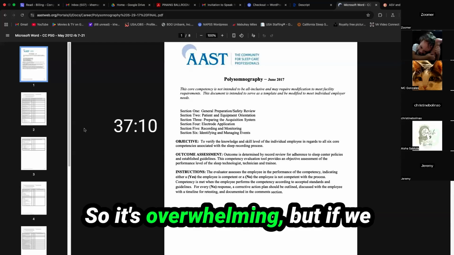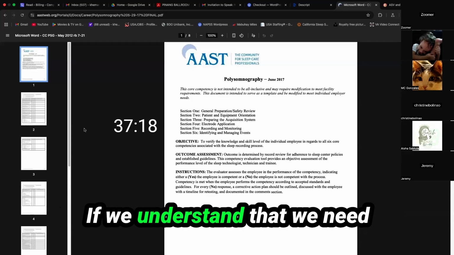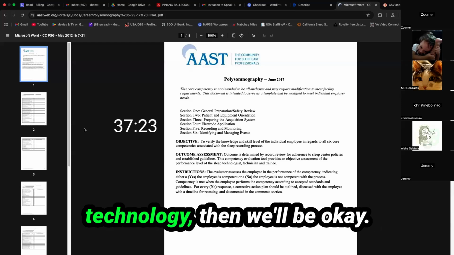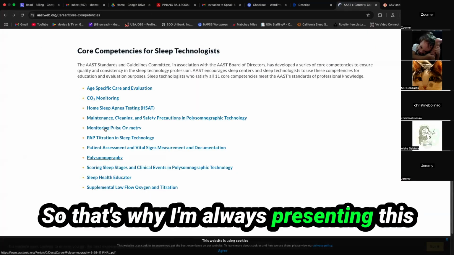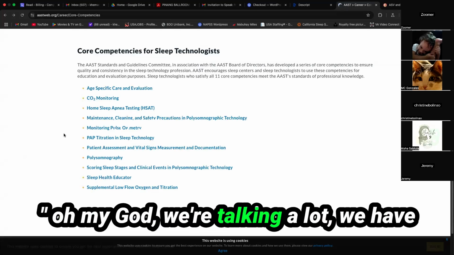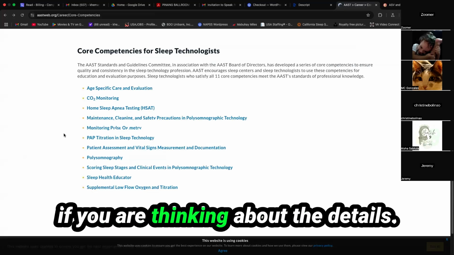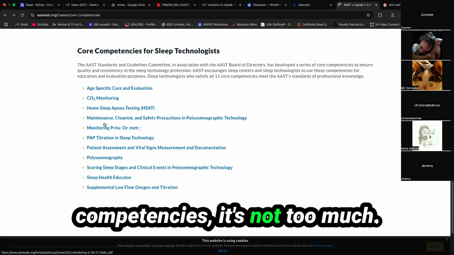So it's overwhelming, but if we understand the core concept, right? If we understand that we need to know the main pillars of sleep technology, then we'll be okay. So that's why I'm always presenting this list, because you can get overwhelmed. Oh my God, we're talking a lot. We have so many information to know. That's if you're thinking about the details. But if you think about the few core competencies, is that too much?